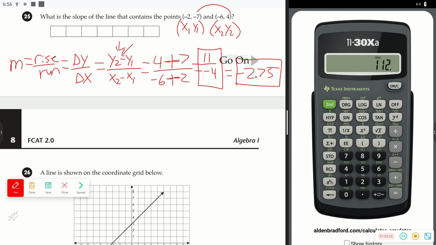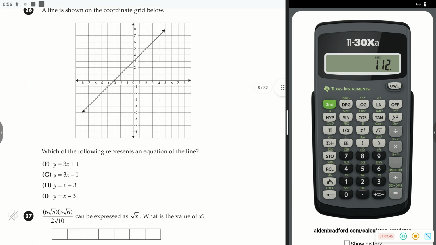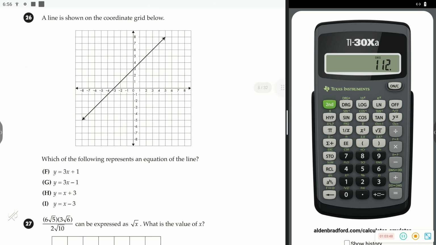So both of these should be valid answers on the EOC, but if this number is like -2.75343, and it just keeps going forever, that would not be an exact solution, and you would definitely want to write it as a fraction, because that's the only one that has the exact right answer. And that is number 25. Moving on to number 26.